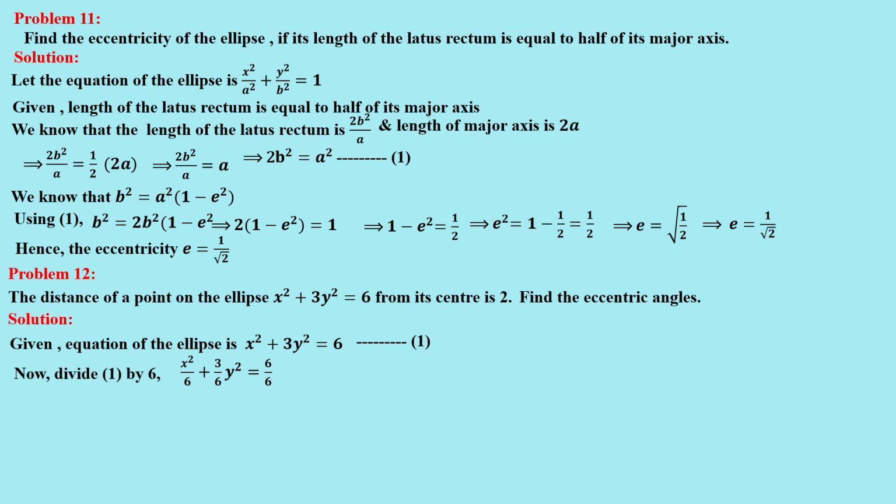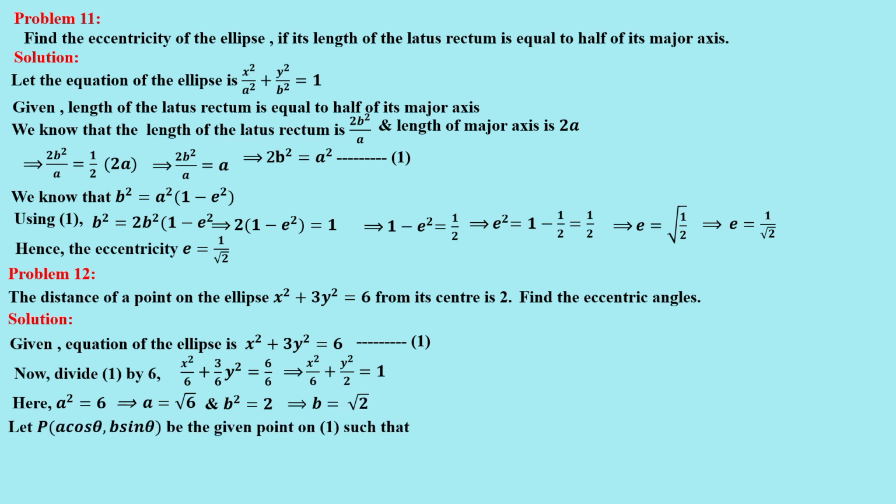x square by a square plus y square by b square equal to 1, right? So x square by 6 plus 3 by 6 y square equal to 6 by 6. So we will get x square by 6, that is a square. A square is equal to 6 plus y square by b square. B square is equal to 2, right? So a is equal to root 6, b is equal to root 2. So let P, a cos theta comma b sin theta, be the given point on 1.